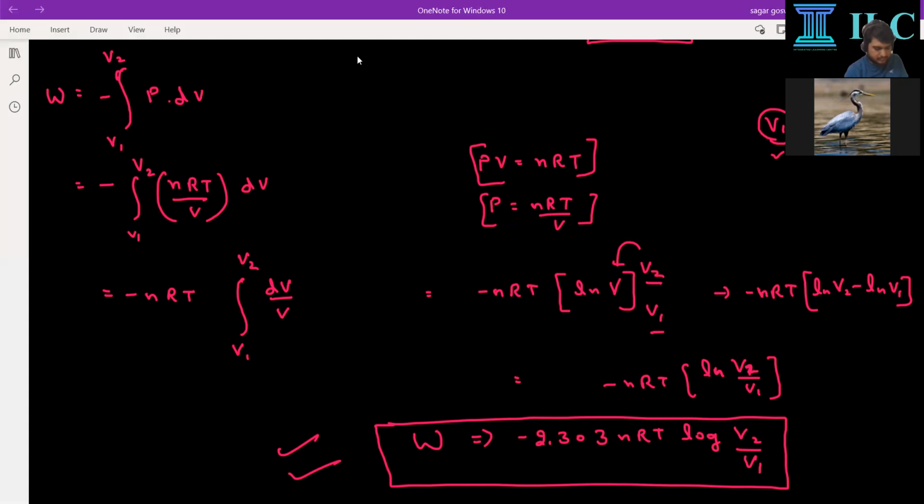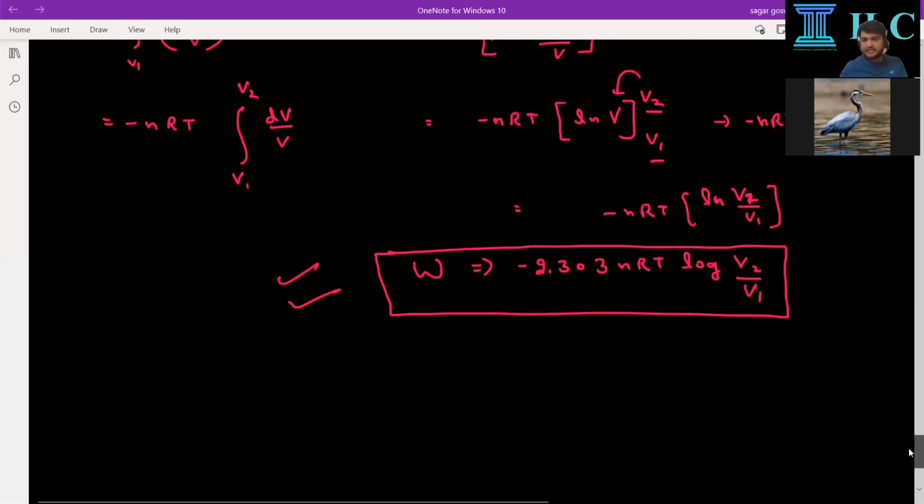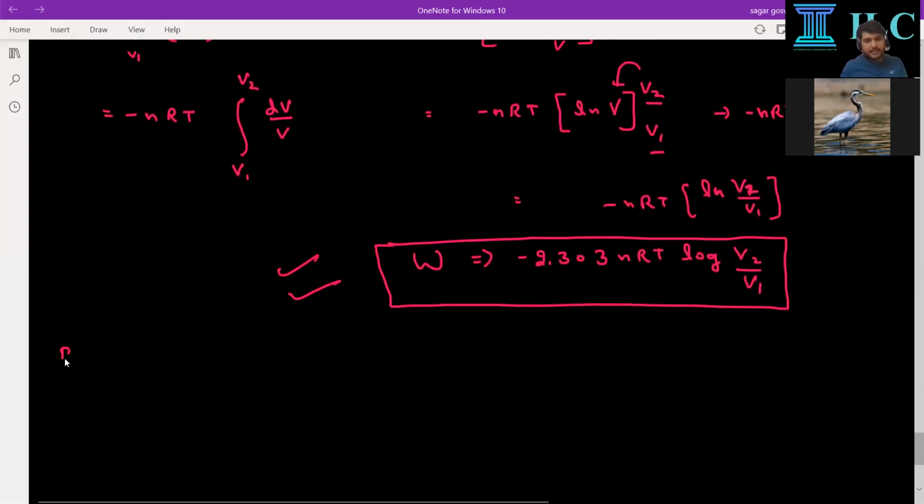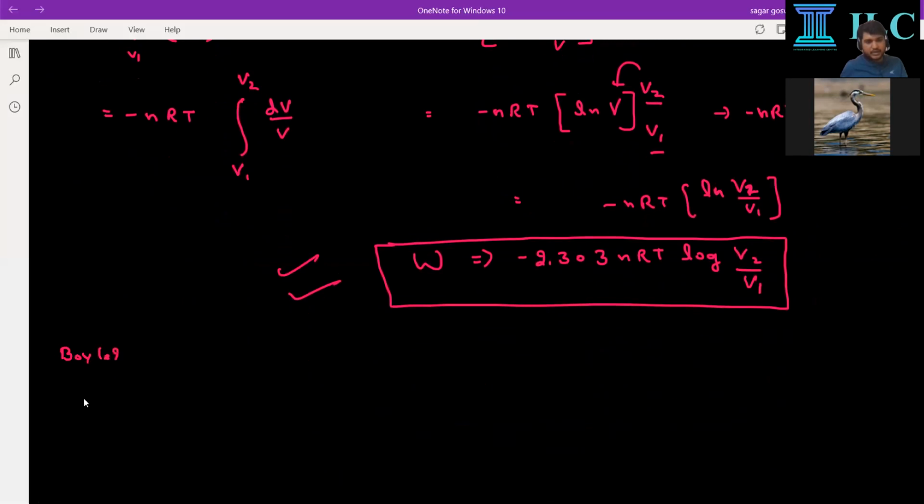So what was the question again? Yes. This formula just came in terms of V2 and V1. But can you find this formula in terms of P1 and P2? Yes, obviously, because we know Boyle's law: P1 V1 is equal to P2 V2. We know that already. So can you bring this V1 to the right side and P2 to the left side?